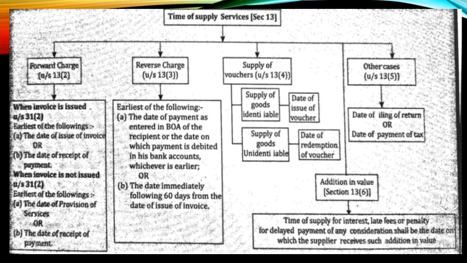Addition in value can also be considered when the date of invoice is given, and the recipient is paying the consideration crossing the due date of the invoice. The due date is the date by which the money should be paid to the supplier. If the payment is made crossing the due date, then he is supposed to pay interest and penalty for any consideration, on the date on which the supplier receives such addition in value. So he is liable to pay along with the GST tax. The fines are also imposed.